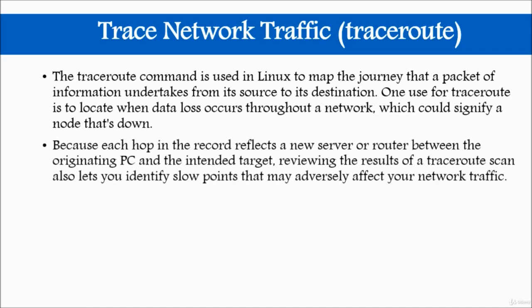Because each hop in the record reflects a new server or router between the originating PC and the intended target. Reviewing the results of a traceroute scan also lets you identify slow points that may adversely affect your network traffic. So it could be many different PCs or machines or gateways in the middle while your traffic is flowing that could affect your traffic flow. And once you know, hey, this is the machine that is causing my network traffic to fail, you could find that out by running the command traceroute.